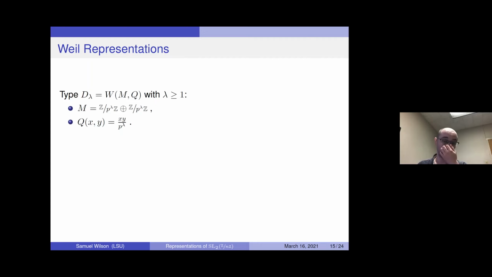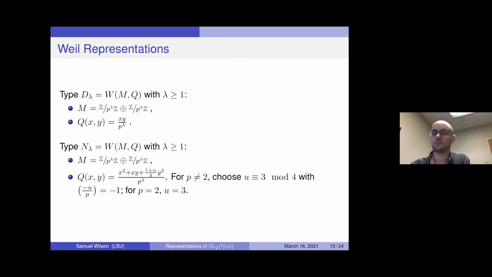Okay. So the three types we're going to need, the first one is type D. And for type D, we're going to build it on top of this module Z mod P lambda Z plus Z mod P lambda Z. And our bilinear form is just defined by XY. And secondly, we have type N, which is pretty similar. The module is the same, but we define a different quadratic form on it, x squared plus xy plus (1 plus u)/4 y squared. And those quadratic modules essentially just come from the norms defined on certain number fields. This norm right here, it can be written in a slightly different form, but this one happens to be convenient for the calculations.